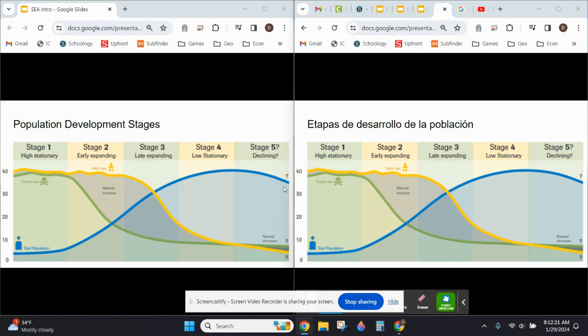Everyone is getting into old age, dying, but they're not having kids to replace them. So each of these stages are different aspects of modern society.